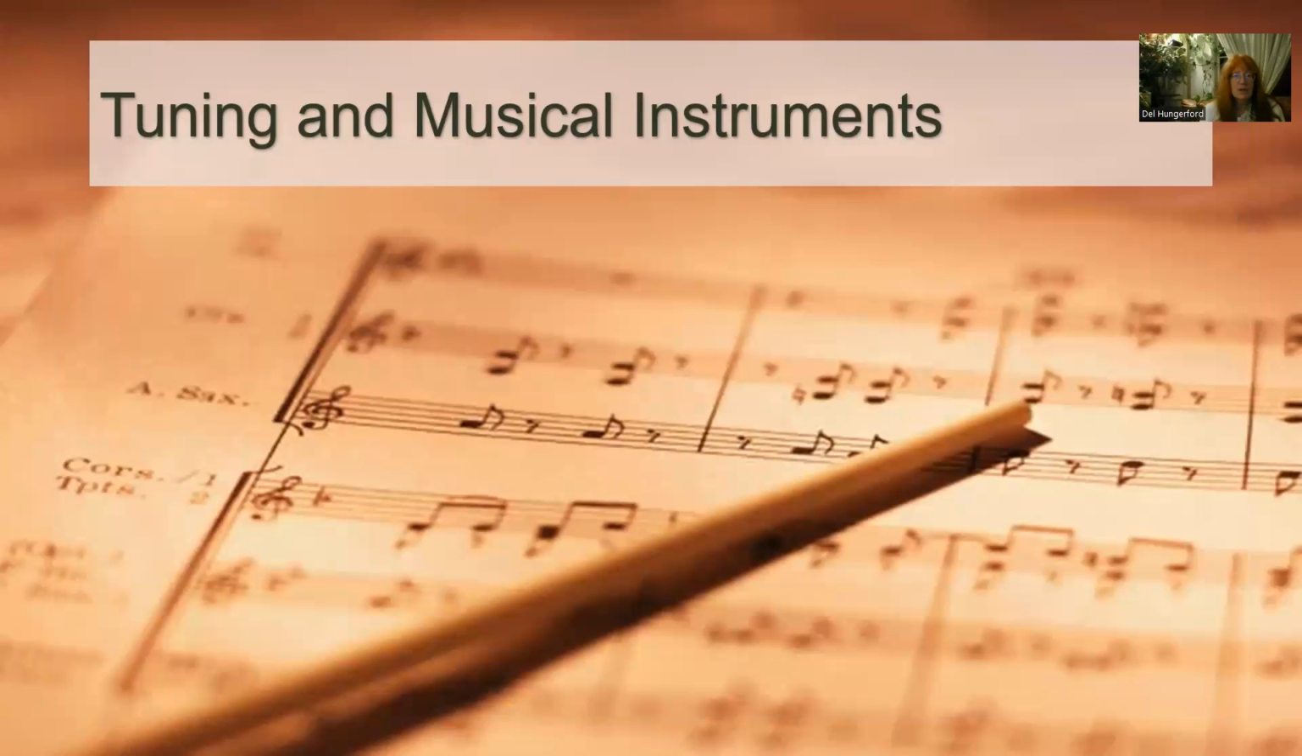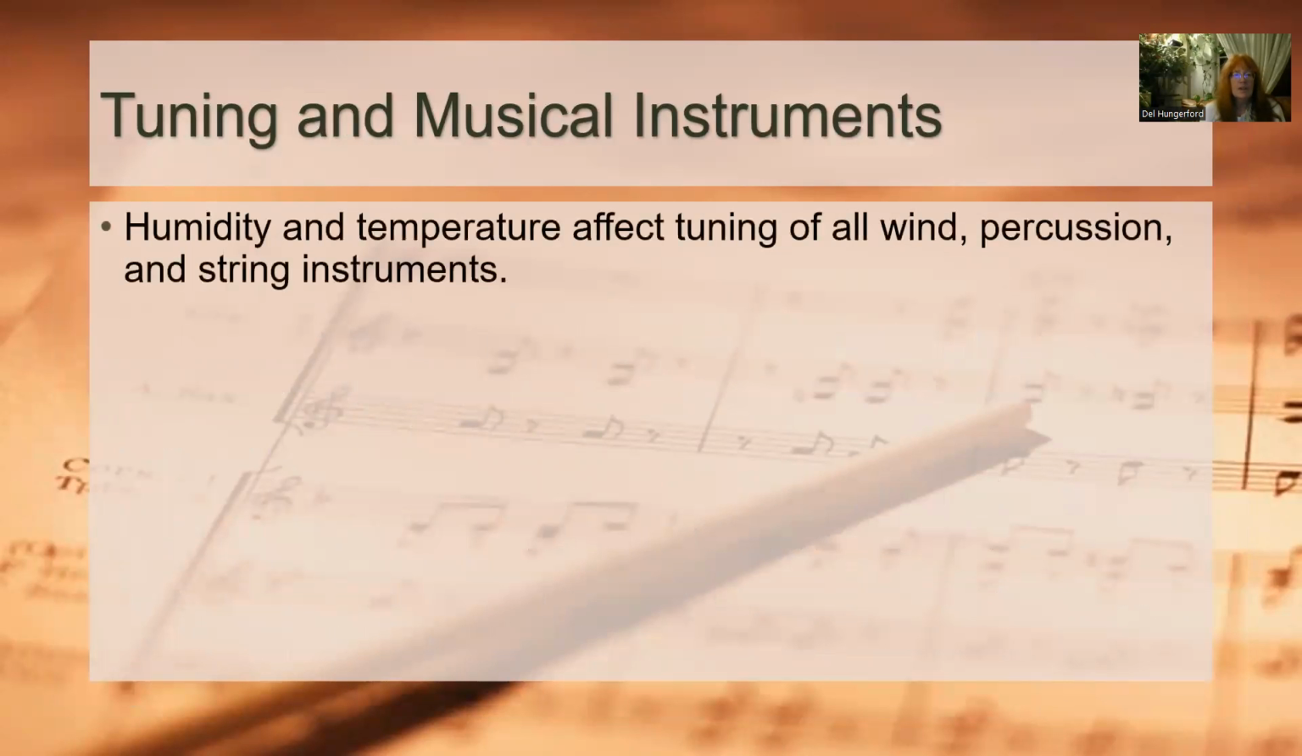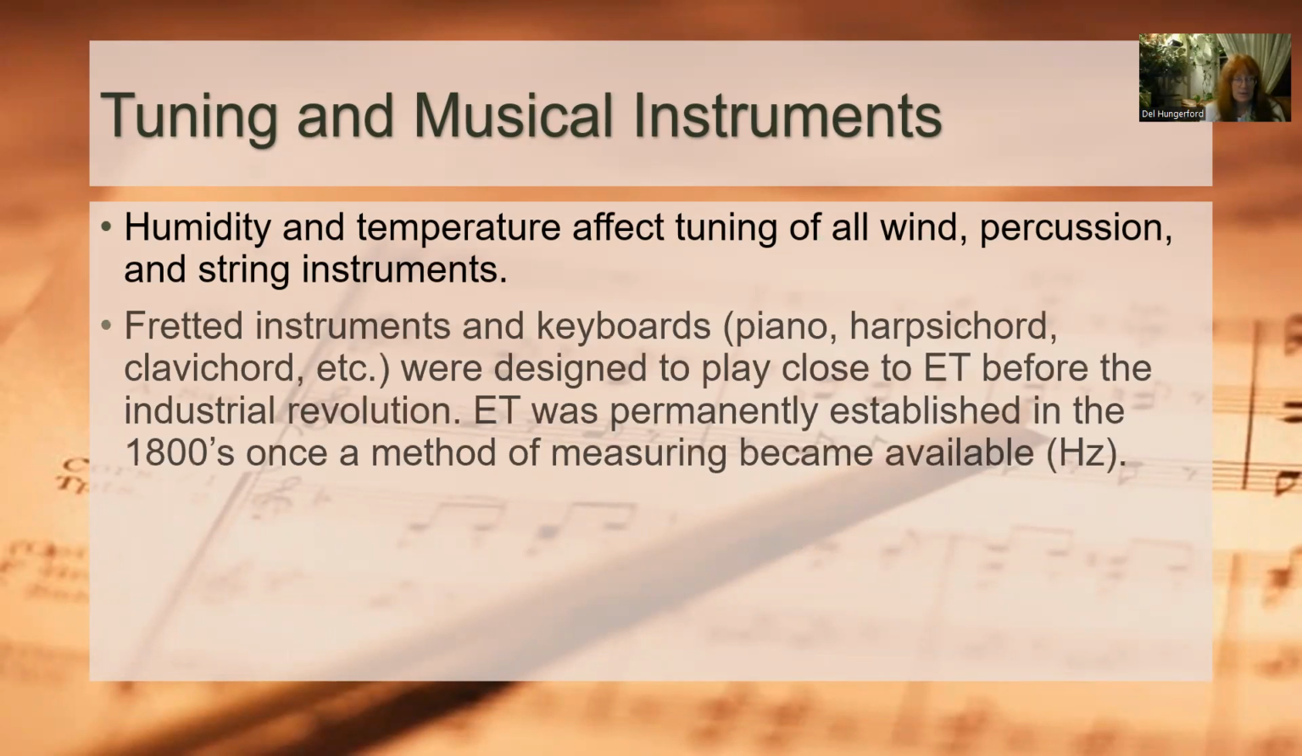Tuning on musical instruments. Humidity and temperature affect tuning of all wind, percussion, and string instruments. Fretted instruments and keyboards, piano, harpsichord, clavichord, etc., were designed to play close to equal temperament before the Industrial Revolution. Notice I said close. Equal temperament was permanently established in the 1800s once a method of measuring became available.